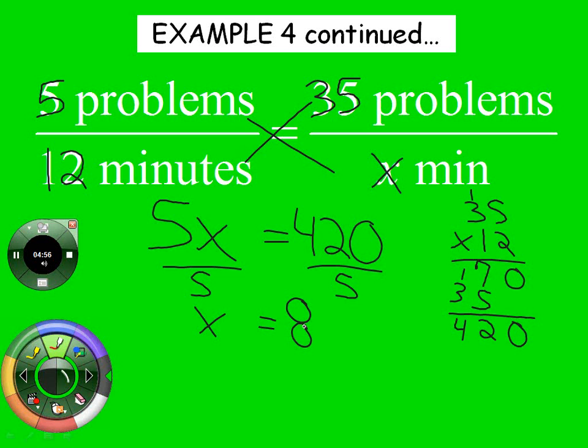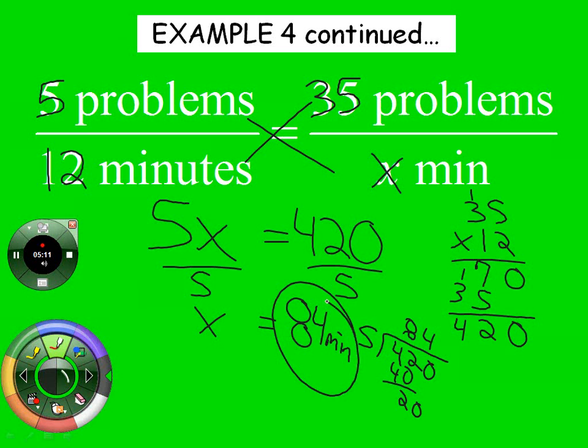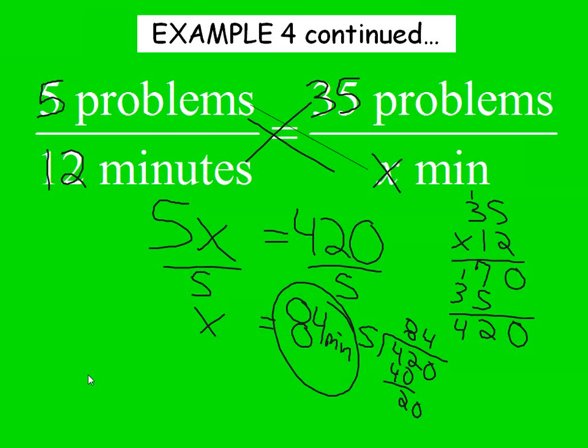Let's see. 5 goes in 420 8 times, 8 times 5 is 40, that leaves 20. Okay, so that's 84. So 84 minutes. That's how long it's going to take her to finish those problems if she keeps working at that exact same rate. Okay? Alright, next one I want to show you is, and it just takes a second to save.